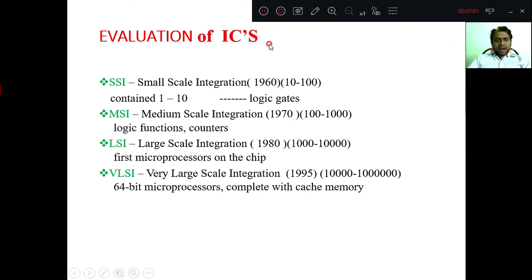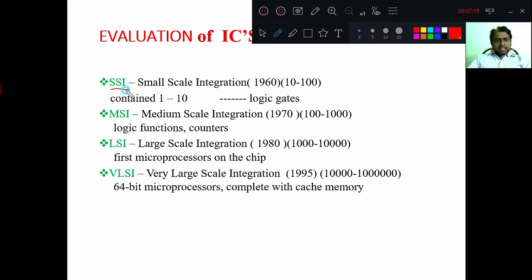Now, the evolution of ICs. The evolution of ICs is based on how many electronic components are placed on the chip. For example, we have SSI, MSI, LSI, VLSI. SSI is small scale integration, used in 1960, with 10 to 100 components on the chip, and it can be used as logic gates. MSI is medium scale integration, used in 1970, with 100 to 1000 components on the chip, used as logic functions and counters.